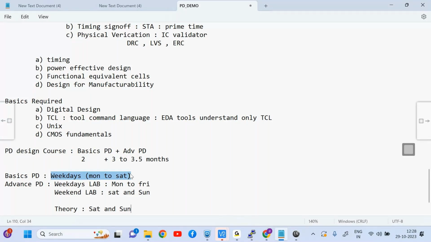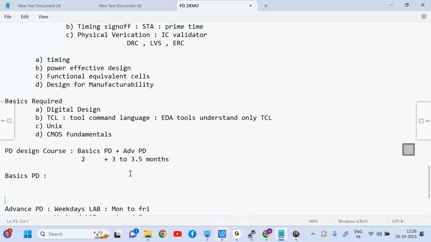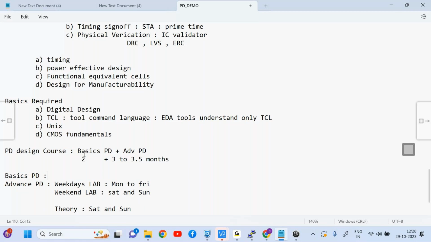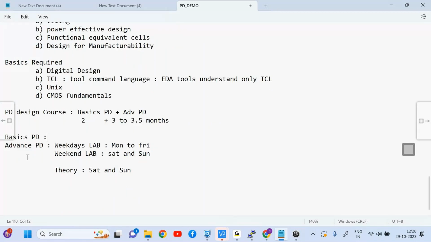If you are not available, please talk to the admin. They will suggest alternate options on what you should do. Both are available. Theory is only on weekends. Labs are different: weekday labs are different, weekend labs are different. The students who are not available on weekdays can opt only for weekend labs.